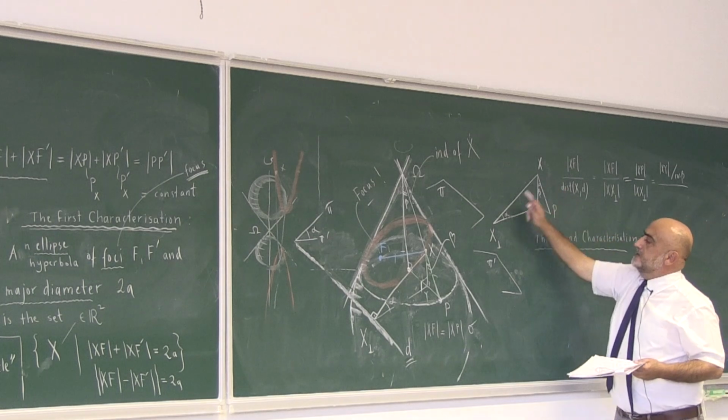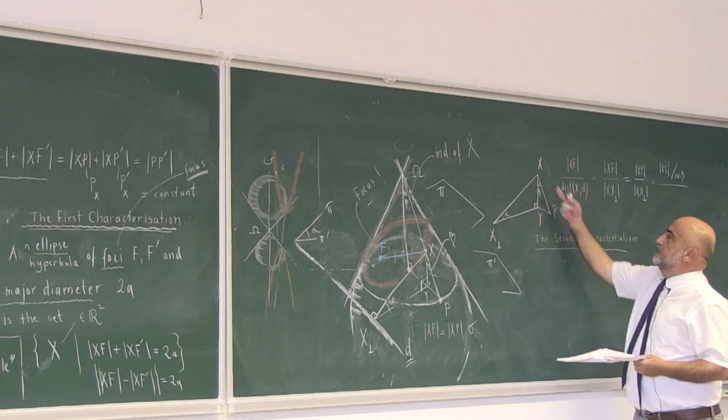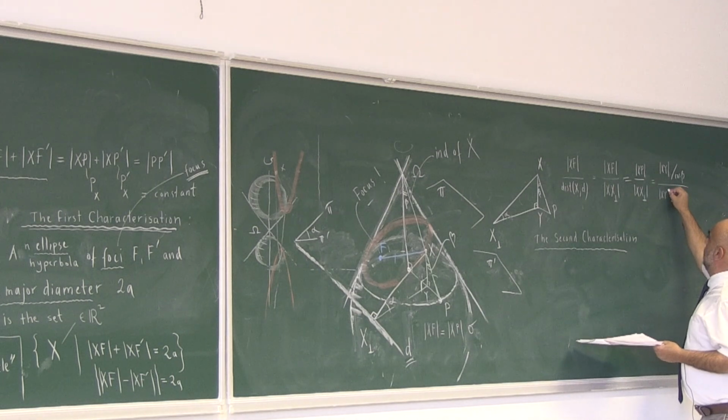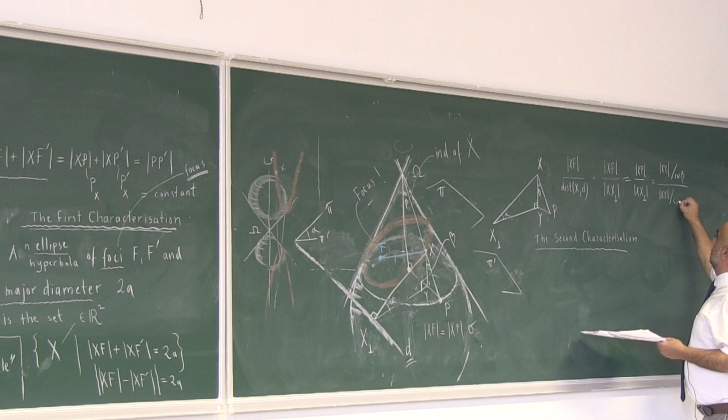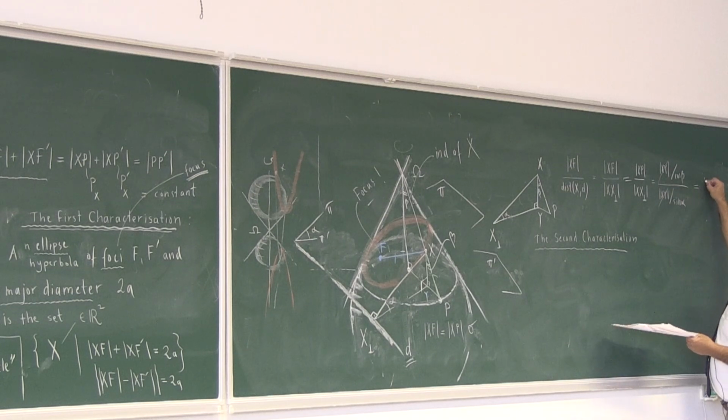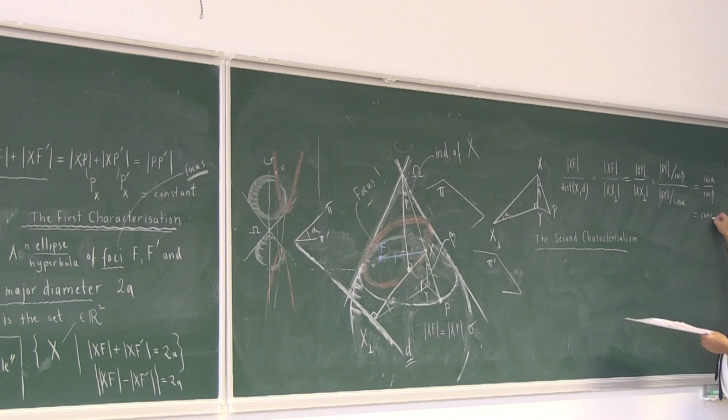And what about x perpendicular? Well, it is xy, the same xy, divided by sine alpha. Ladies and gentlemen, the xy's cancel. I'm left with sine alpha divided by cosine beta, which is of course a constant.